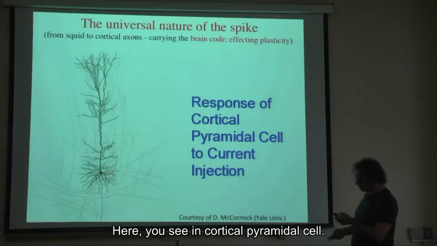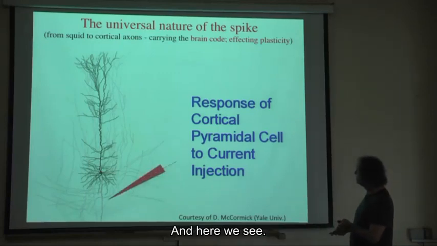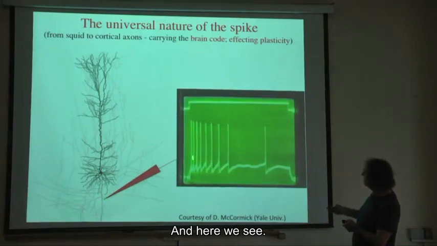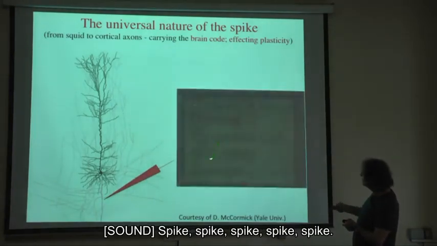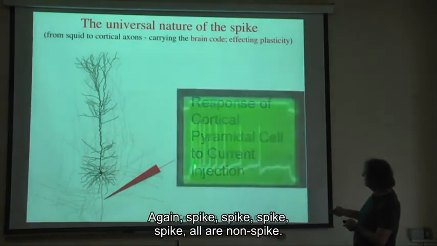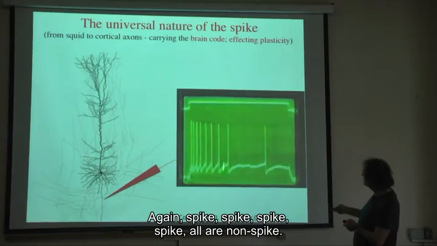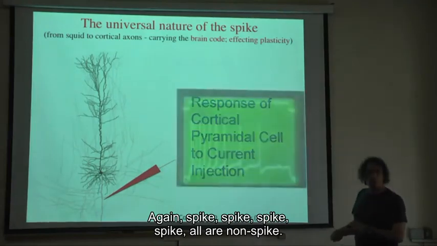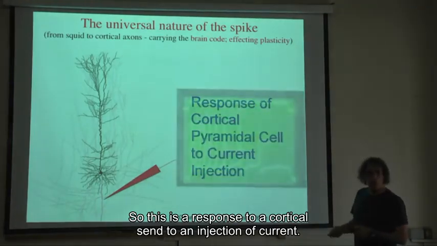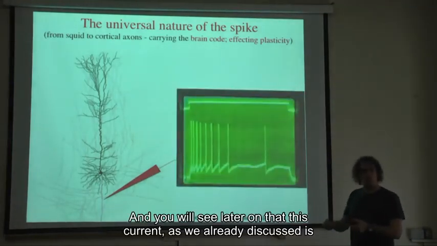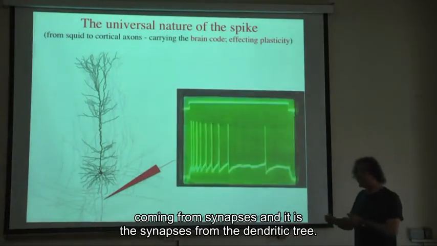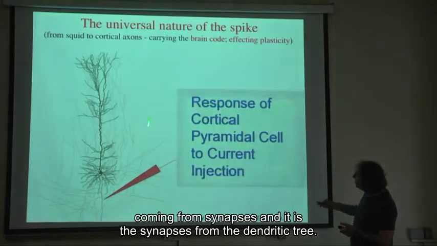Here you see it in a cortical pyramidal cell. Let's look at the spike. I record from the axon, and here I see tac, tac, tac, tac, spike, spike, spike, spike, again, spike, spike, spike, all or none spike. So this is a response of a cortical cell to an injection of current. And you will see later on that this current, as we already discussed, is coming from synapses, the synapses from the dendritic tree.